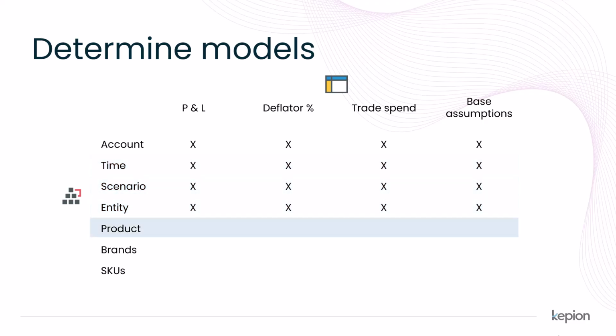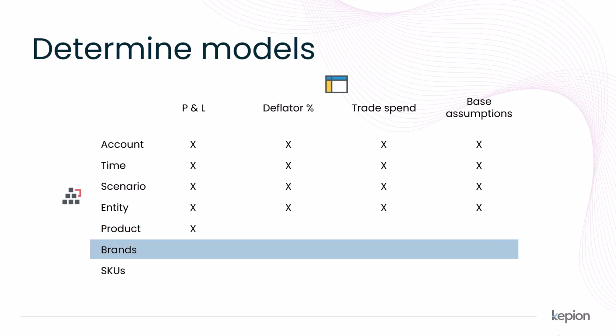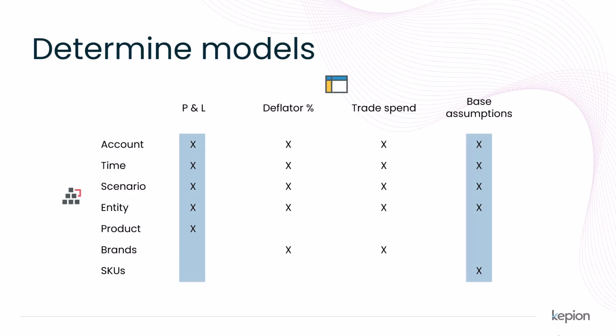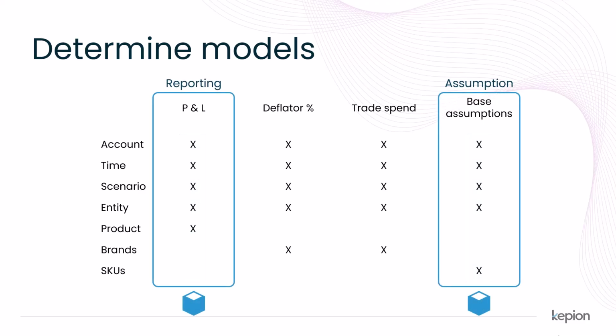The product member list with brands and SKUs will be used in the P&L report. However, the deflated % and trade spend forms will only need to input at the brand level, so we'll include just that member list. The base assumption form, on the other hand, only needs access to the SKUs. Looking at the completed table, we can see that the P&L report and the base assumption form need a different set of member lists than the other 2 forms, which means they'll both need to belong to their own model.